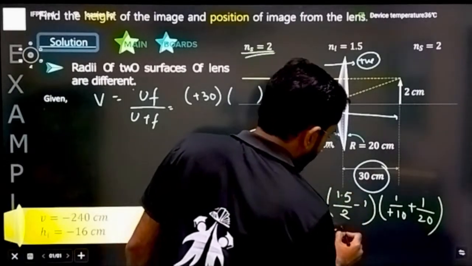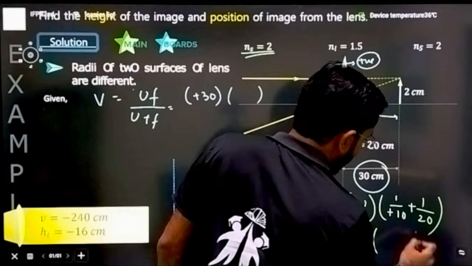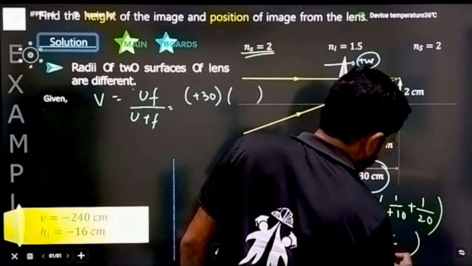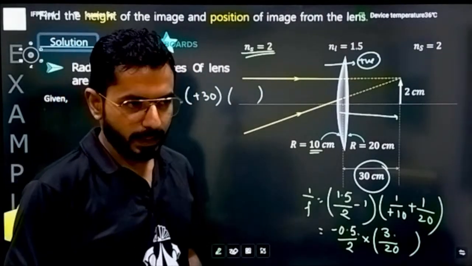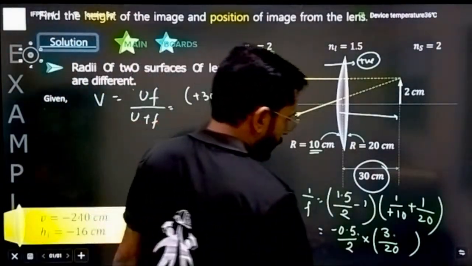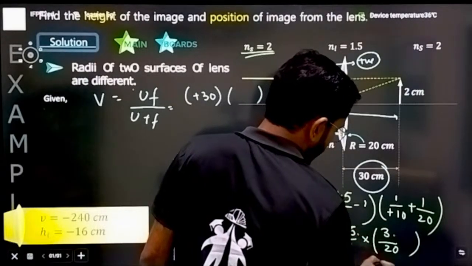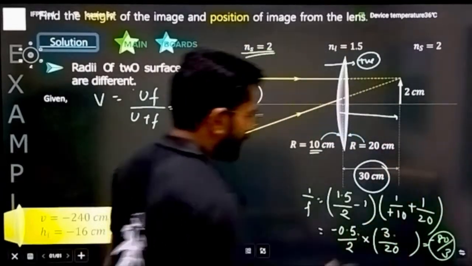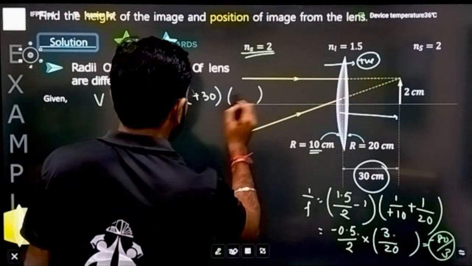Here it will be minus 0.5 divided by 2 multiplied by, here what will you say, 3 times of 20. 3 times of 20. I hope that the calculation is fine. Now calculate it. How much will you get? This will become 1 by 4, 1 by 80. It will become minus 80 by 3. Minus 80 by 3. This answer should come as, okay. Let's see how much it is coming.